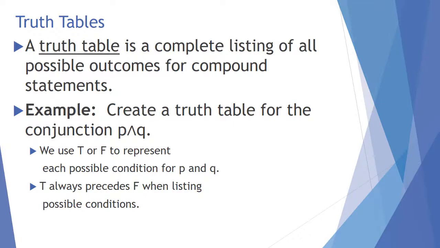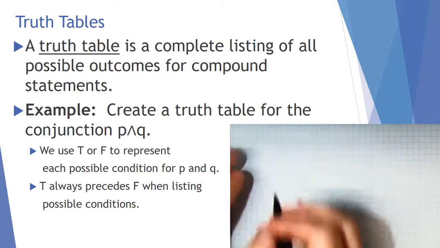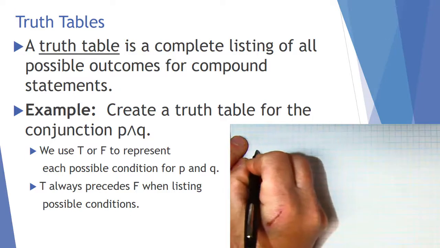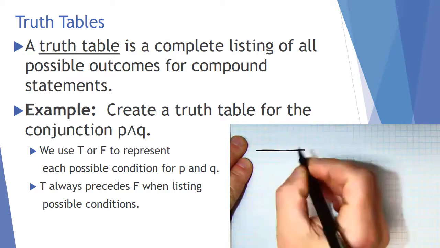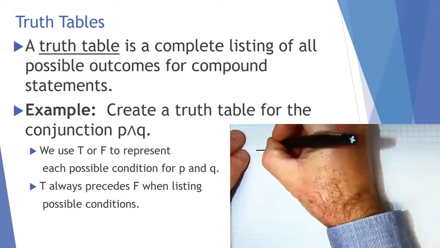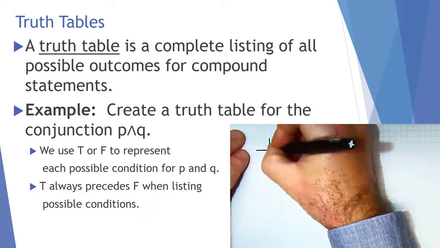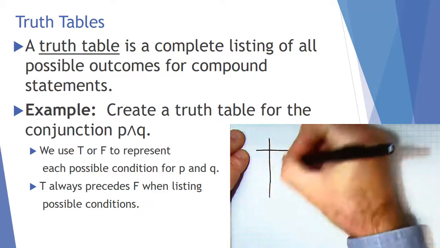A truth table is a complete listing of all the possible outcomes for a compound statement. The best way to do this is with a simple example. Let's create a truth table for the conjunction P and Q. To do that, we're going to start by creating a table with a column for our statement P and another column for our statement Q. I like to do this on graph paper, but you certainly don't have to do that.